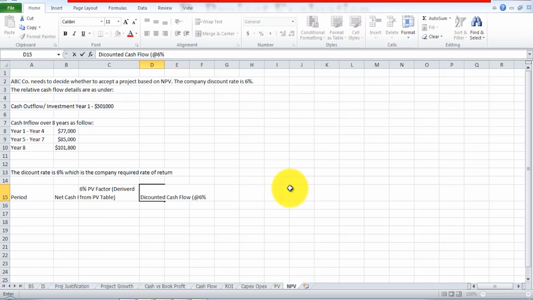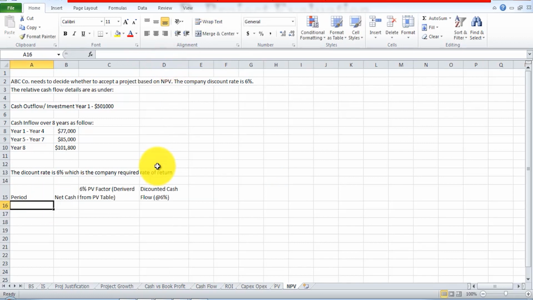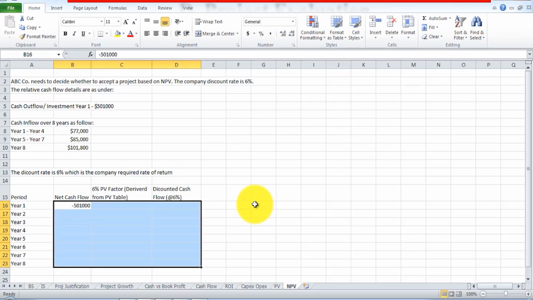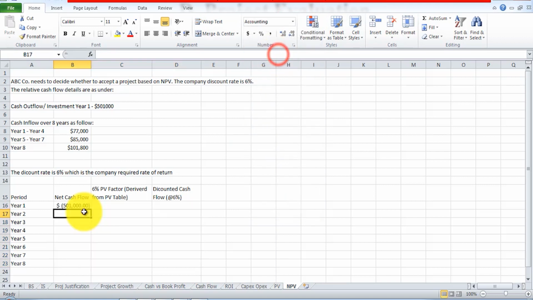So here you have year 1, 2, 3, 4, 5, 6, 7, and finally year 8. Net cash flows: in the initial year, the company is going to have a net cash flow of $501,000. That's a negative figure over here. We'll just set it to the numbers over here. This needs to be in the number format.